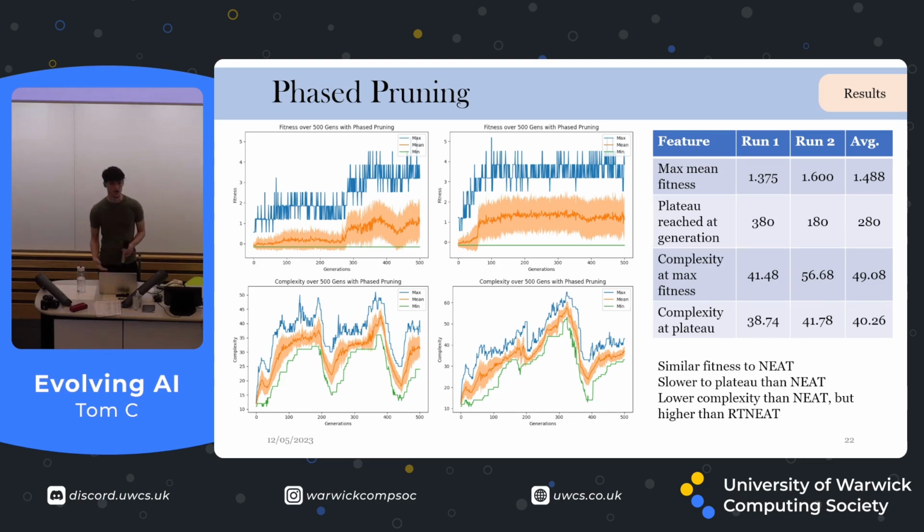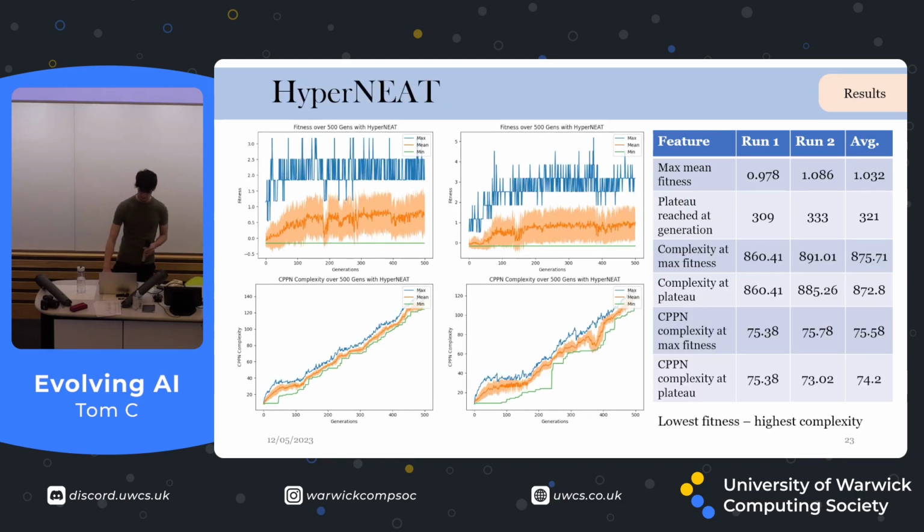Regardless, they have very low complexity at the end. We can see around 40 to 50, which is significantly lower than NEAT as well, but their fitness is very, very similar to NEAT, that is. In the final algorithm here, we have hyper-NEAT. And this one, it's a little bit of a shame to see, but their fitness is significantly lower. It looks similar, but you can see on the axes there are about 0.5, just about averaging 1.